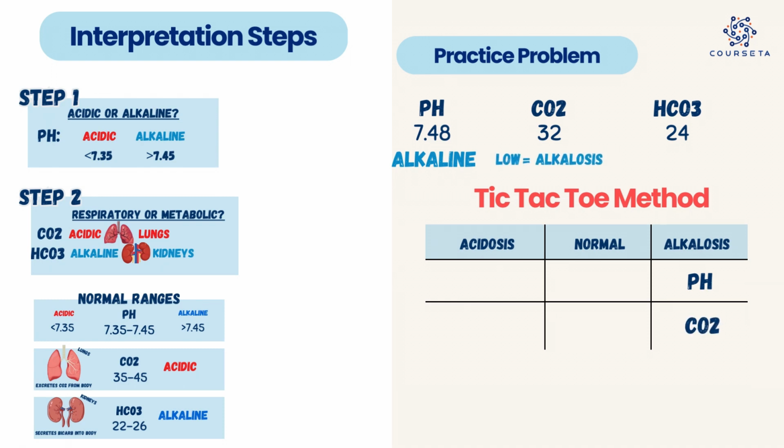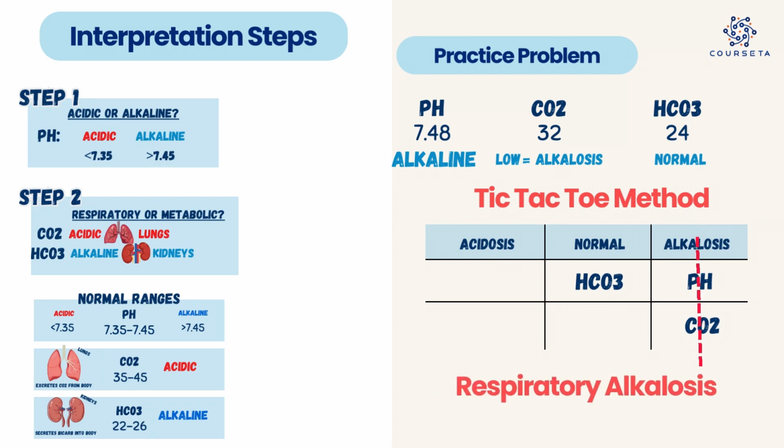And then we move on to the bicarb, which is 24. The bicarb normal range is 22 to 26 once again, so we put that right here. So if you guys understand tic-tac-toe, you're going to understand this, is that there is 3 in a row, so we have respiratory alkalosis. Why do we know that it's respiratory? Is because respiratory controls what? It controls the CO2. So that high pH is due to the respiratory system because the CO2 is low. Now the tic-tac-toe really helps with visually understanding it. So that's an easy way to do it if you want to use the tic-tac-toe method.